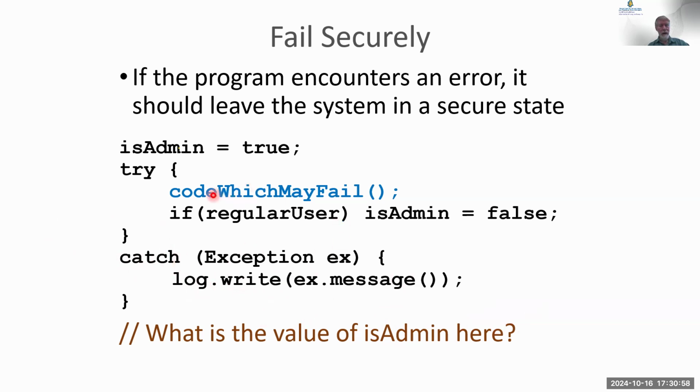So again, there's code here which may fail, and then they have, if regular user, admin is false. Well, what happens if this code does fault and generates an exception? You go down here, you write the error message, and you go on. You didn't get to setting the admin, so by default, the admin value is true. You should flip this around. Set the admin value to false, and then check, if it's not a regular user, set it to true.